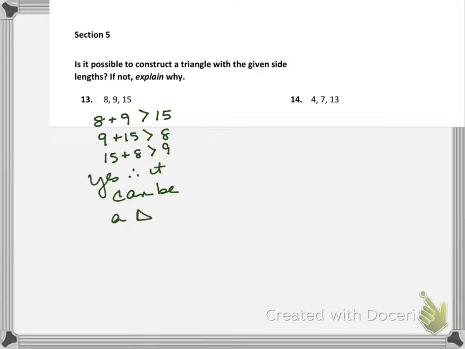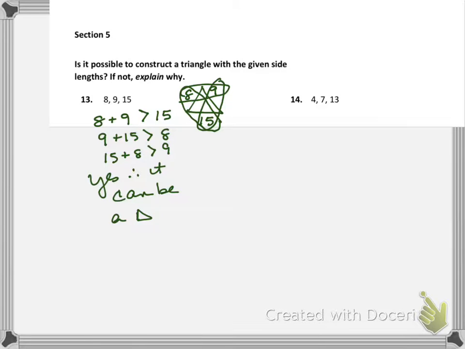Okay, but you have to check all three. So you may want to just draw it first if that helps you keep track of things. Okay, so here's my triangle. What I did first was 8 plus 9. It had to be greater than 15. Then I did 9 plus 15. That had to be greater than 8. And then I did 15 plus 8, and that had to be greater than 9. So that's how you set things up.